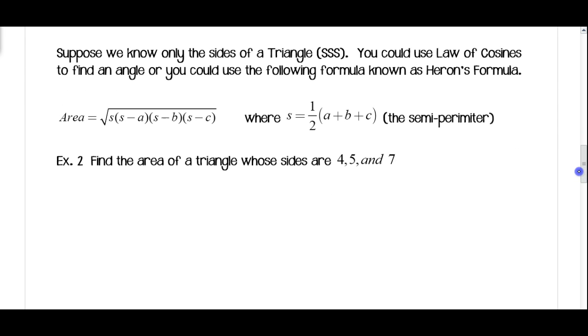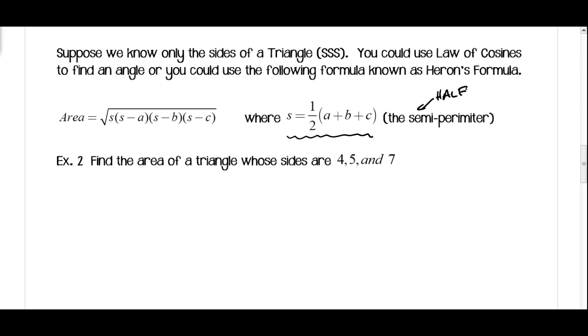Alright, so here's another formula for the area of a triangle if you know the three sides of the triangle. It's called Heron's formula, and you may have seen it before, but if you haven't, the area is going to be equal to the square root of s times s minus a times s minus b times s minus c, where this s is the semi-perimeter, so it's half, semi meaning half the perimeter.